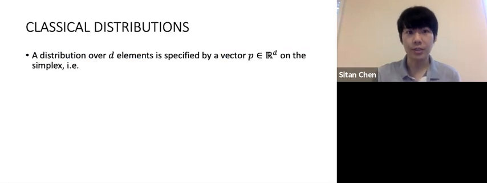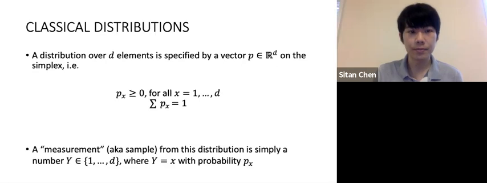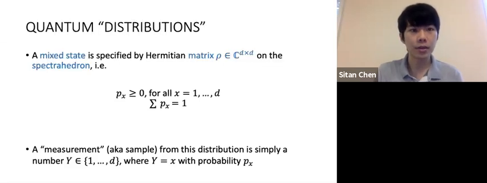So recall, a classical distribution, we all know, is just some distribution over d elements, which is specified by a vector of marginals p, which lives in the simplex. So the entries of p are non-negative and sum to 1. And the way in which the tester interacts with the distribution is via samples. So we can think of a sample as some kind of measurement of the underlying distribution in the form of some index from 1 to d, where the probability of that particular index corresponds to the particular entry of the vector of marginals p. Okay, so what's the quantum analog of this?